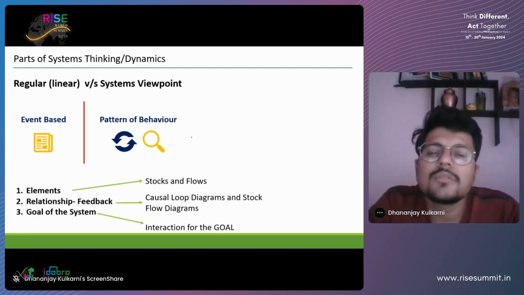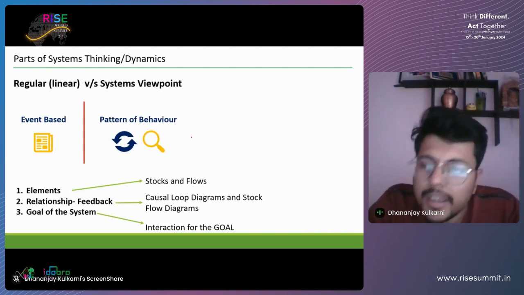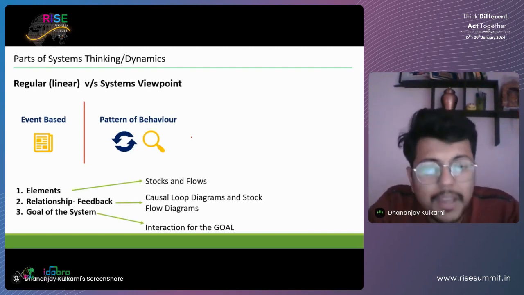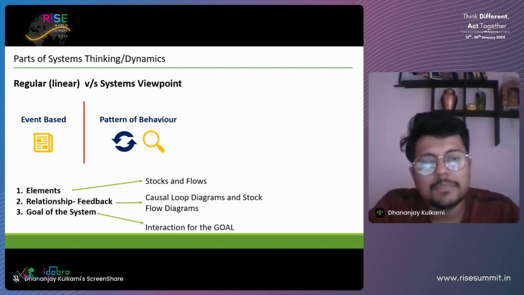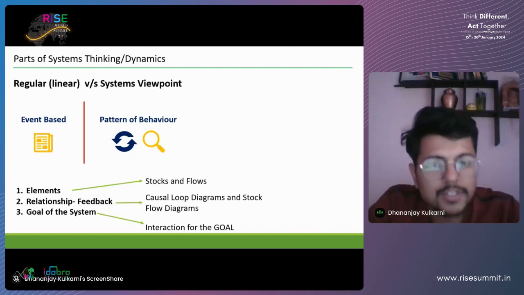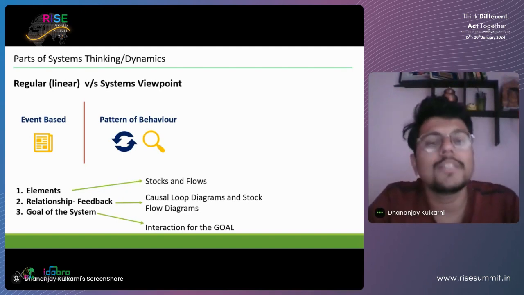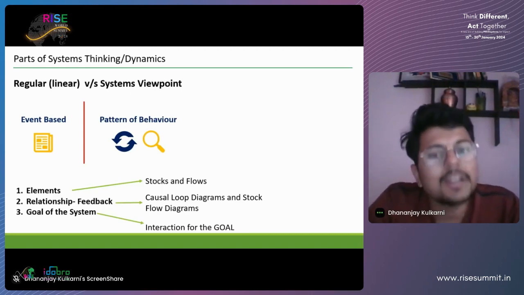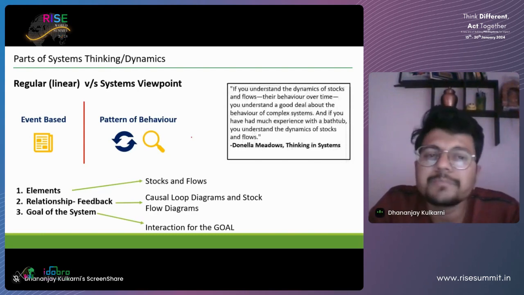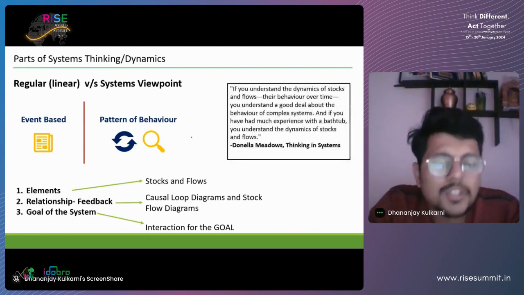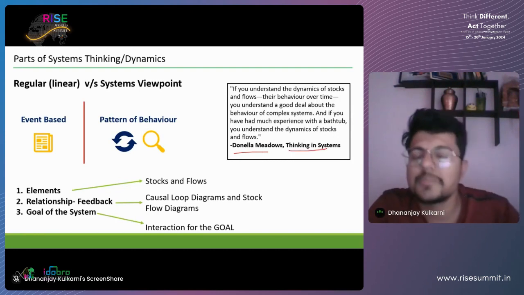And this can be understood in different ways. For elements there is a stock and flow diagram, for relationships or feedback it's a causal loop diagram, right? And for the goal, you can see all these interactions, all these feedbacks are showing you there is some goal. Sometimes the goal is implicit, you cannot see it, but there is a particular goal for the entire system to work, right? And this is one quote from Donella Meadows from her book Thinking in Systems.